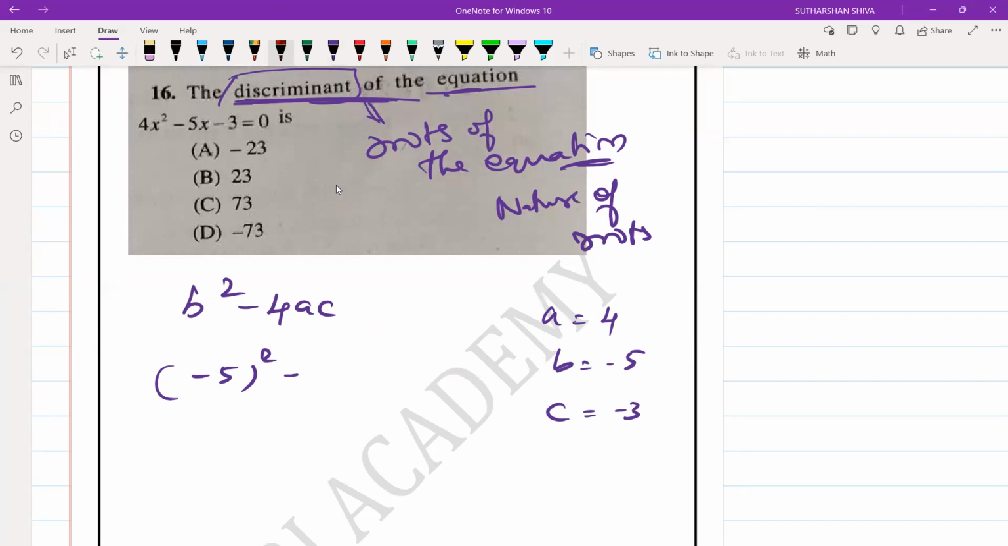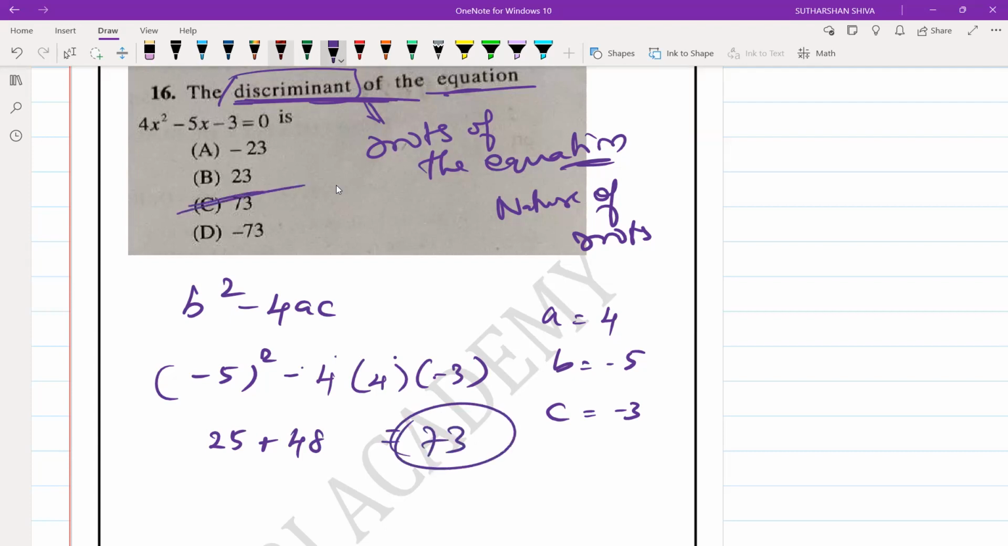So minus 5 square into 4. What is the A value? 4. What is the C value? Minus 3. So minus 5 square will become 25. Minus into minus will become plus. 4 fours are 16, 16 into 3, do it in a calculator, 48. So 48 plus 25, my final value is going to be 73. My answer is option C.